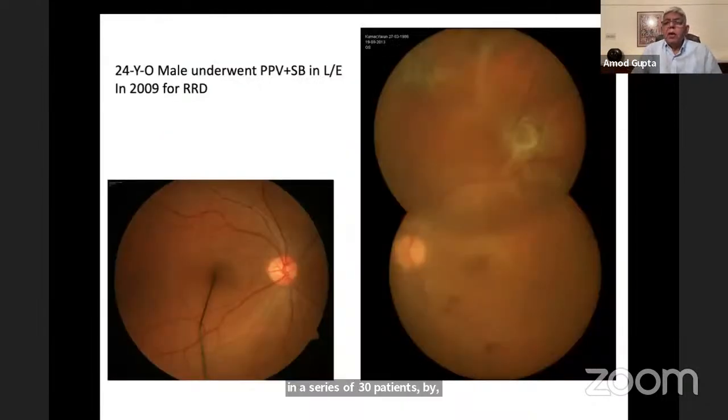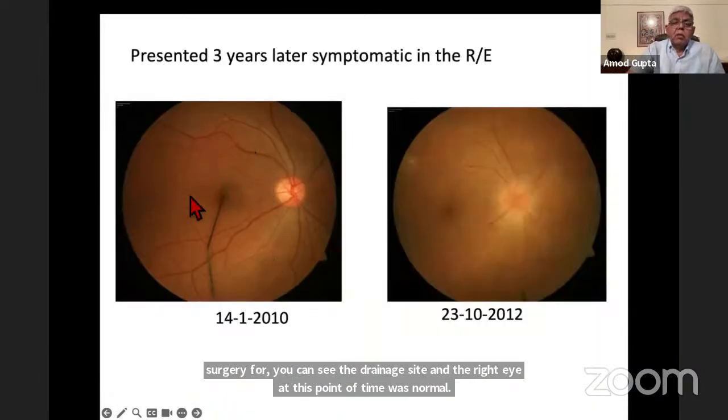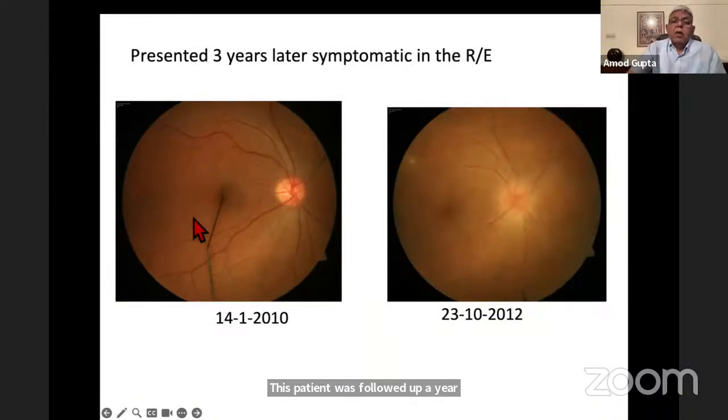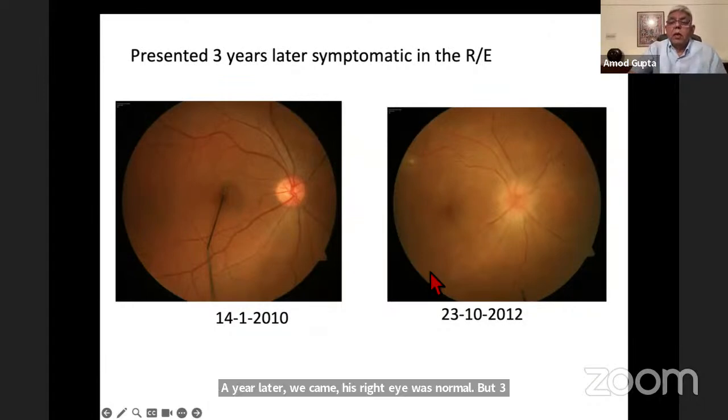Now, this was another puzzling patient, a 24-year-old male, who had undergone retinal surgery, pars plana vitrectomy, and you can see the drainage site. The right eye at this point of time was normal. This patient was followed up. A year later, his right eye was still normal. But 3 years after this presentation, he came back with loss of vision in the right eye.